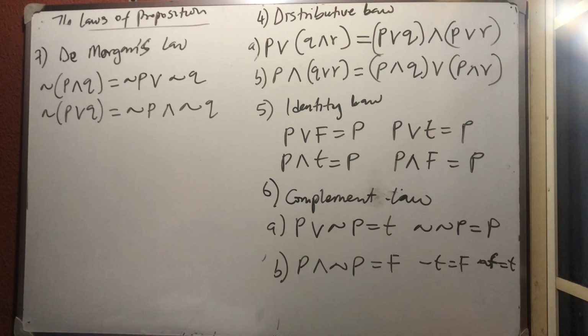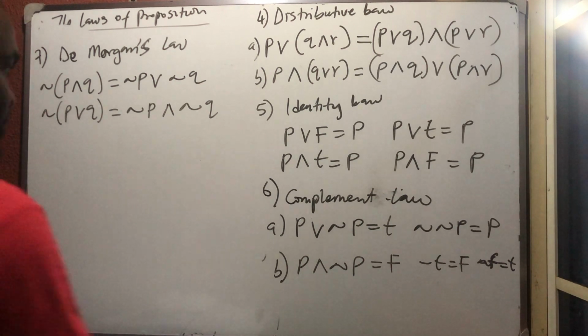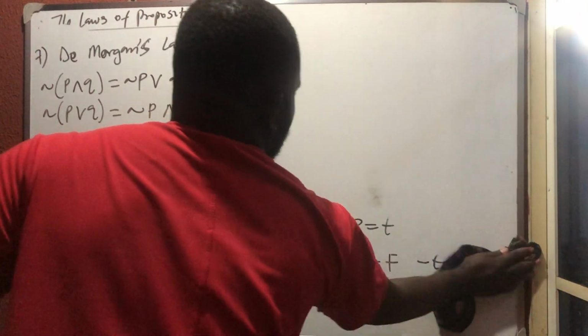The duality principle says that the dual of a propositional identity P1 equal to Q1 is the propositional identity P2 equal to Q2, obtained from the first identity by replacing all the and with or and all the or with and.